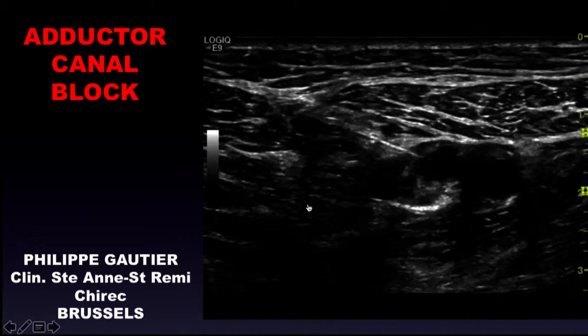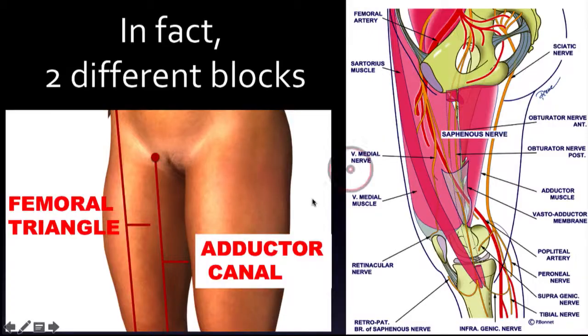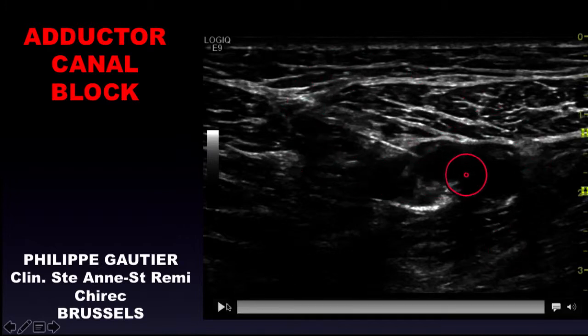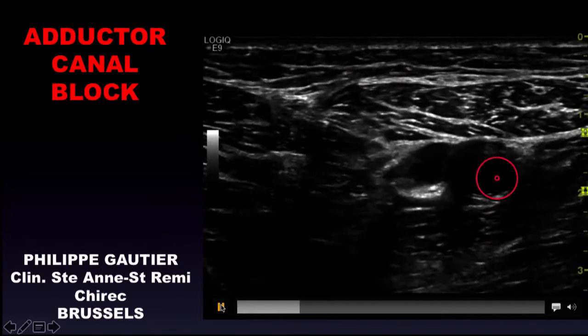So the adductor canal block has been described these last years, very consistently, to be as effective as the femoral nerve block and to provide a lower motor impairment. This is well established. This block is always performed here, very close to the femoral artery that is located there.